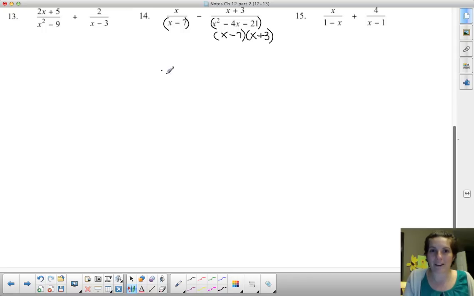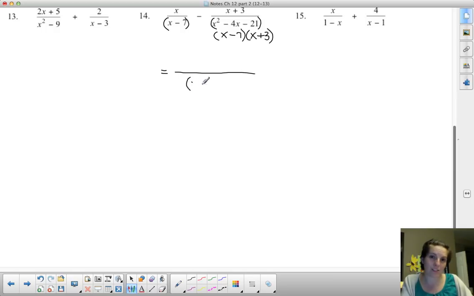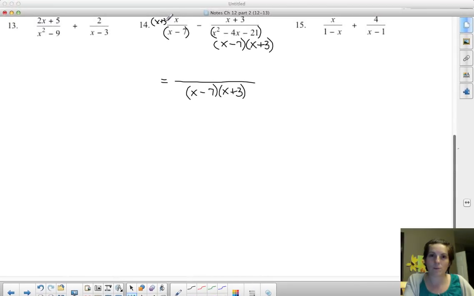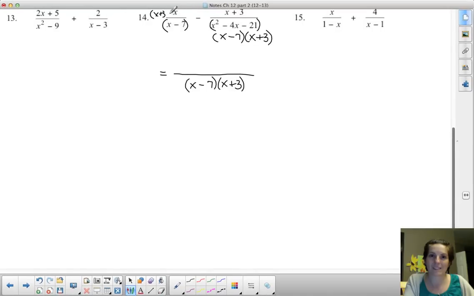So that my common denominator, this has x minus 7. And this denominator has x minus 7 times x plus 3. So to make them match, I really only need to change one part, right? My common denominator could be x minus 7 times x plus 3. So my first fraction just needs to be multiplied by x plus 3 over x plus 3. And my second fraction already has the common denominator, so I don't have any multiplying to do there.